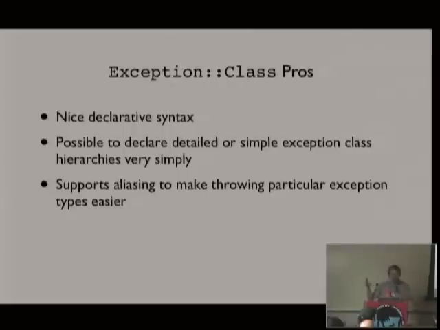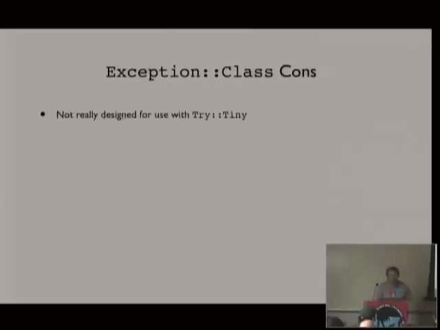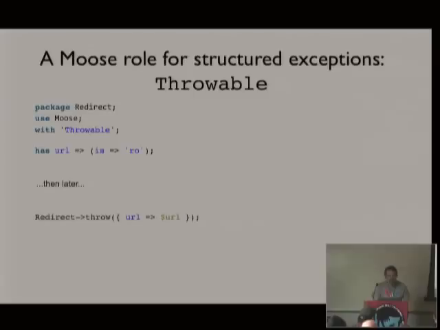You can just say throw. It does have some cons. It predates Try::Tiny, and it doesn't really play nicely with Try::Tiny. And it's based on CDI, not Moose. That's not necessarily a problem, but generally speaking, I find at this point if I'm writing something that's big enough that I want to have an exception hierarchy, I'm probably already using Moose. So it seems kind of silly to use two object-y things.